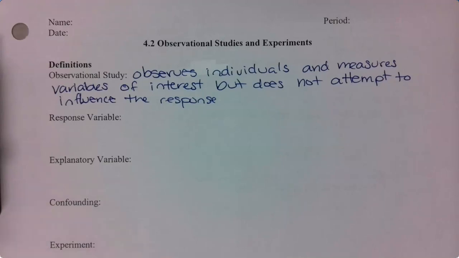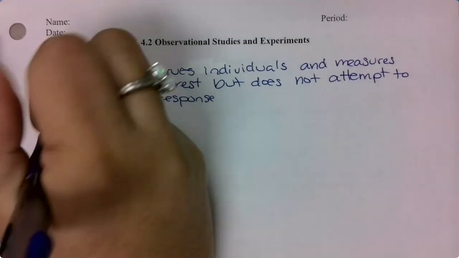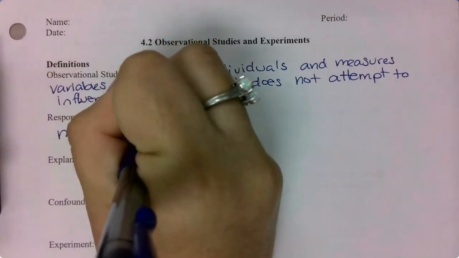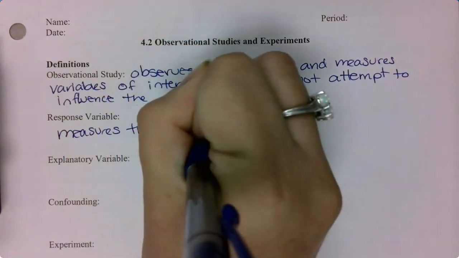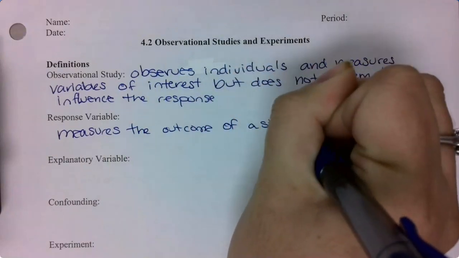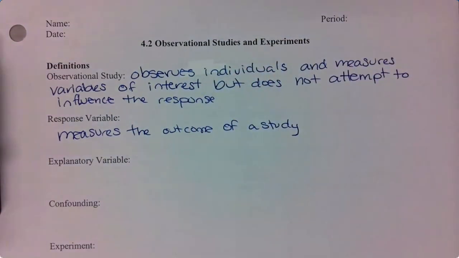Okay, so a response variable. A response variable is measuring the outcome of a study. So if my study was to see if rain causes people to bring umbrellas to school the next day, my response variable would be how many people actually brought umbrellas to school.